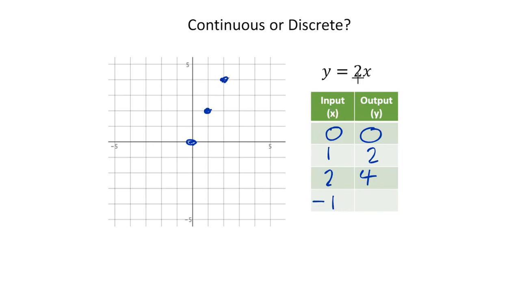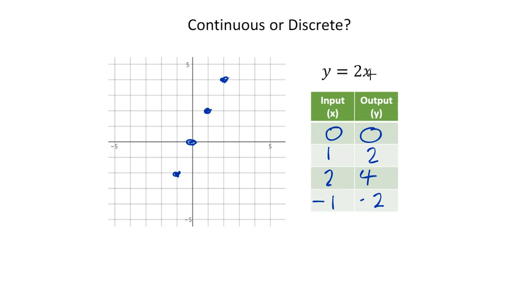If I plug in -1, -1 times 2 is -2. So we're right here, -1, -2. Now the only thing with this is if you look and you said, oh, look, it looks exactly like what Justin said. That's discrete, right? But I could pick any value of X in between here.